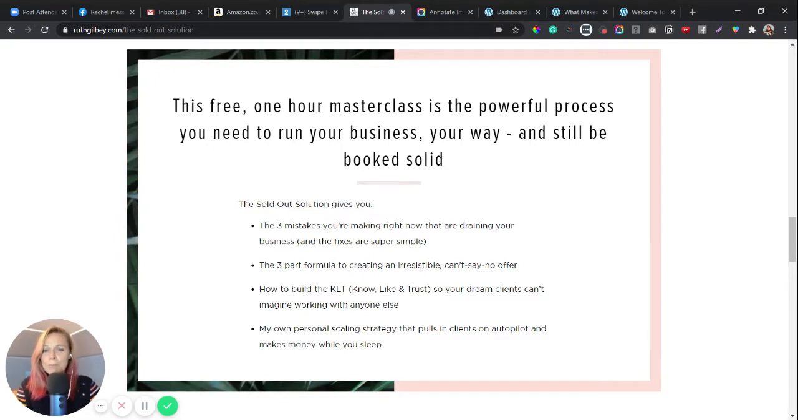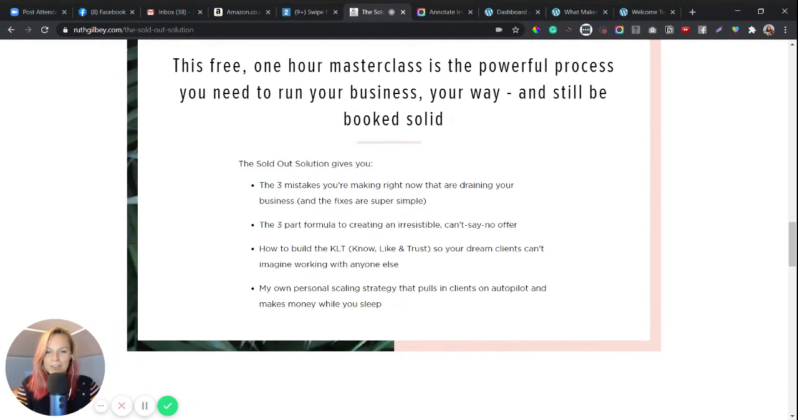The 3-part formula to creating an irresistible, can't-say-no offer. Oh, well, there's only 3 parts to it, so it can't be that hard to learn. That sounds realistic, that sounds actionable, but also now I know that there's this magical formula that I could use to create an irresistible offer, so I need to know what it is.